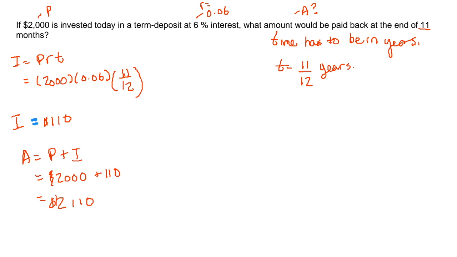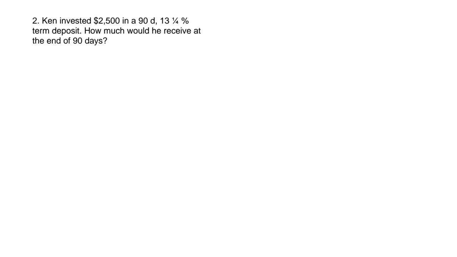Okay, let's maybe look at one with days instead. And then I would like to give a list of all of the conversion factors that you might need to know. I can't remember if it's really given in the book, but sometimes you need to convert from days to years or weeks to years or bi-weekly to years. And we will talk about this more when we get into the compound interest portion. Ken invested $2,500 in a 90-day 3.25% term deposit. How much will he receive at the end of 90 days?